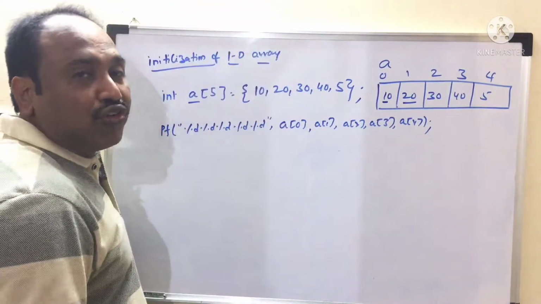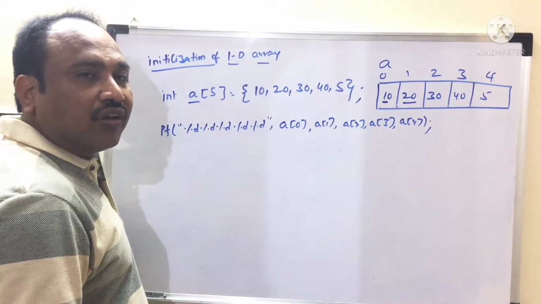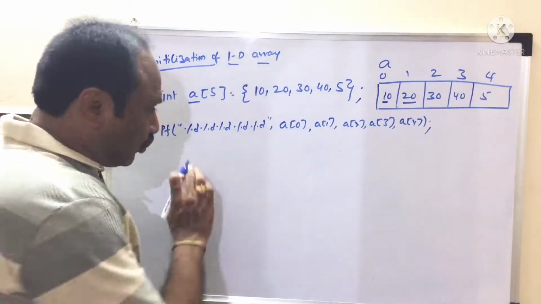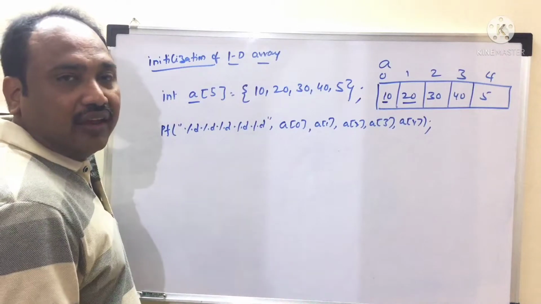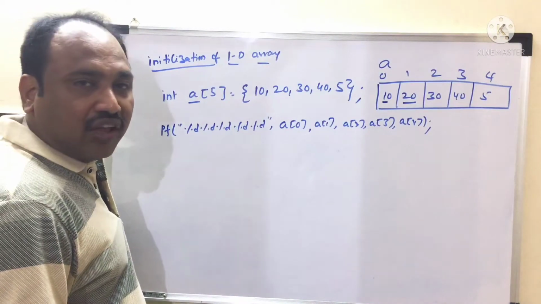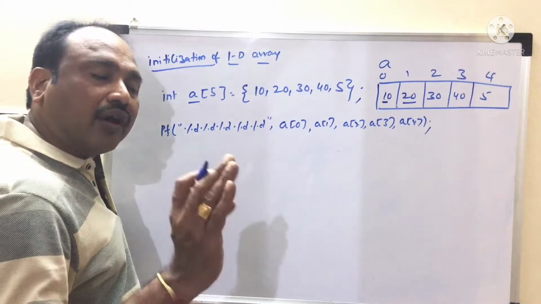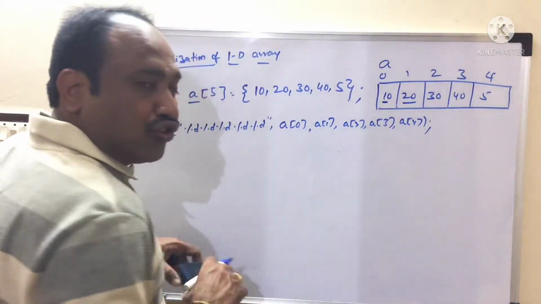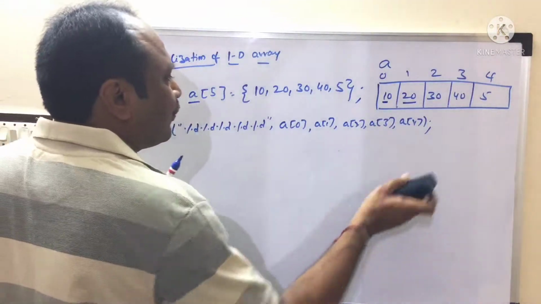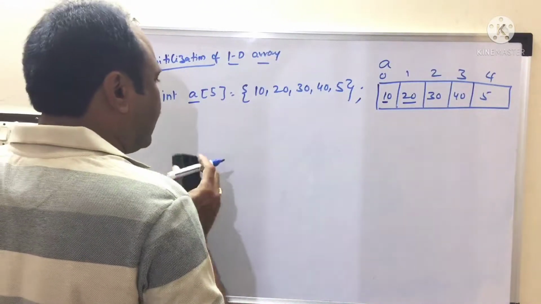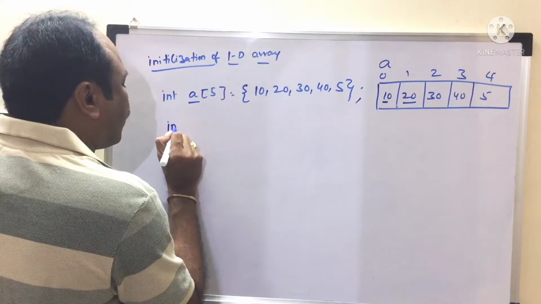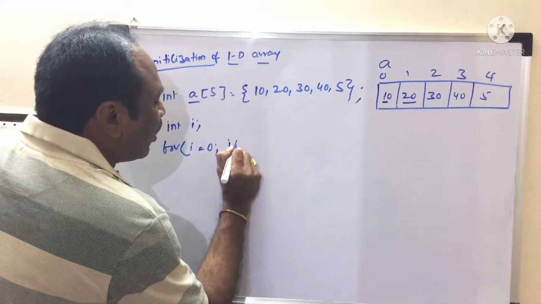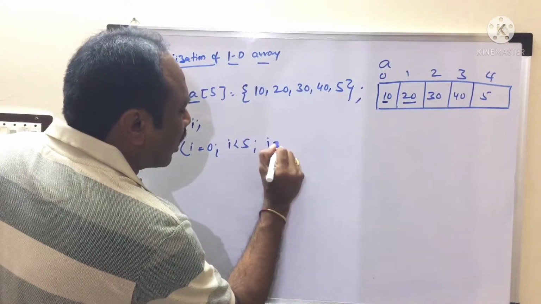If I have 1000 values, 20,000 values, 30,000 values under the array name, can you write like this? It will take 10 to 30 lines of code to print values only. That's why when you are going to work with one-dimensional or two-dimensional arrays, to print values, don't write like this. We will take one for loop. Take one for loop, int i. for i equal to 0; i less than how many values? 5 values; i plus plus.